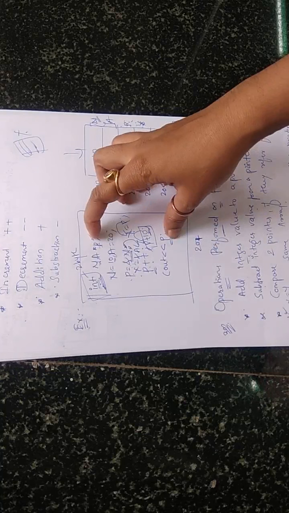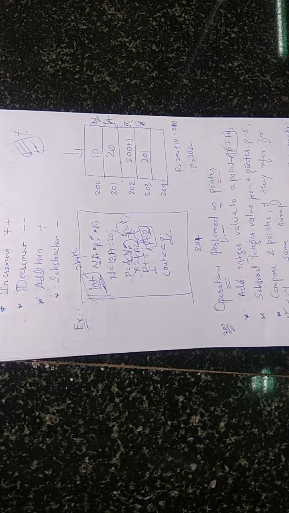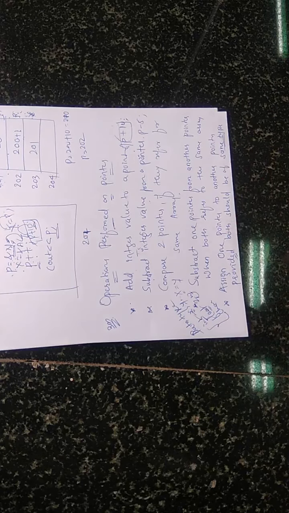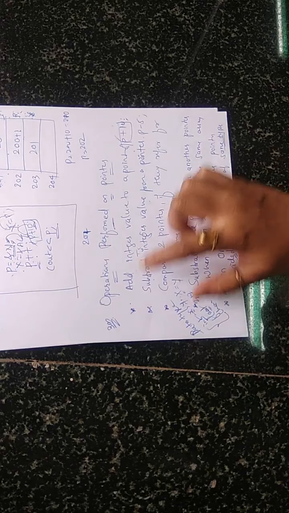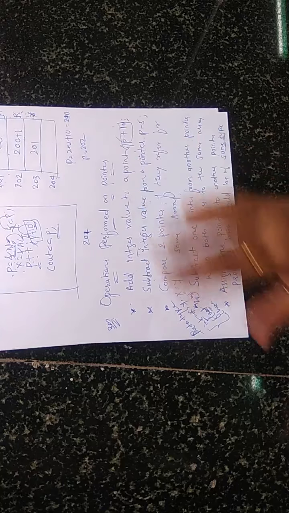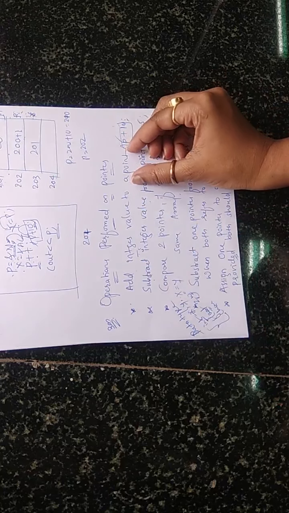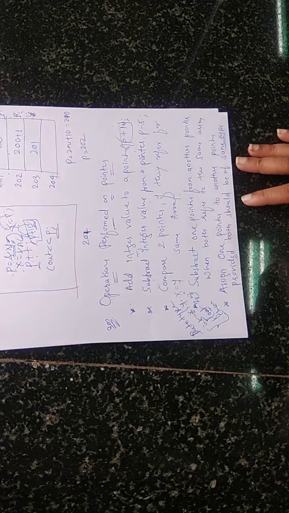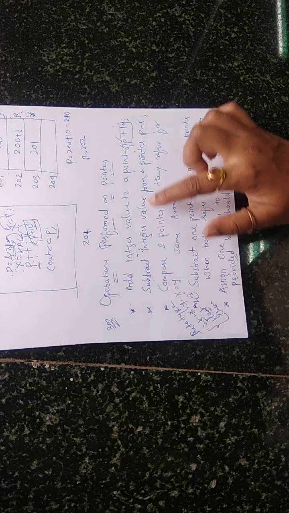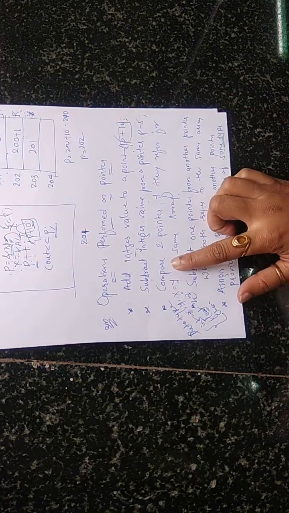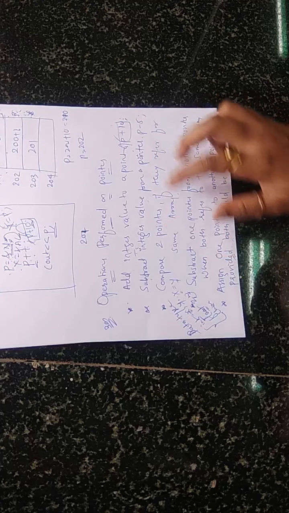I took a small example and explained how this works. After that, a 3 marks important question: the operations performed on pointers. Which operations can we perform on a pointer variable? We can add some integer value to a pointer. Understand, adding 2 pointers is not possible, but to one single pointer you can add an integer value. That is possible. Next, subtracting an integer value from a pointer is also possible. The third one is comparing 2 pointers when both are referring to the same array.